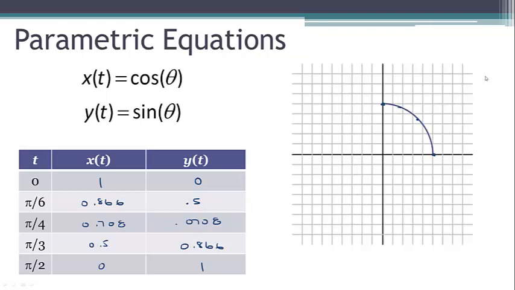We're looking at the set of points whose x-coordinate is the cosine of the angle, and whose y-coordinate is the sine of the angle. So if we continue plotting points for values up to 2 pi, we'll get a unit circle, which is what the sine and cosine functions are derived from.